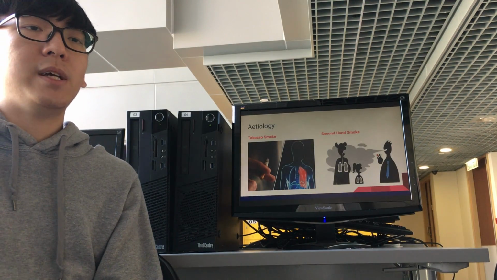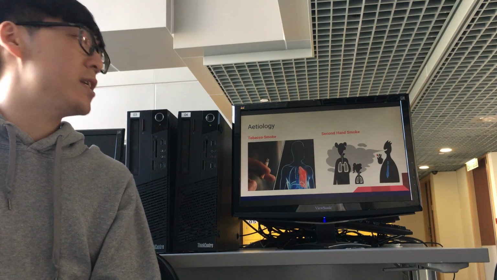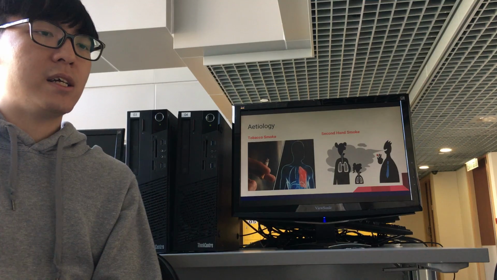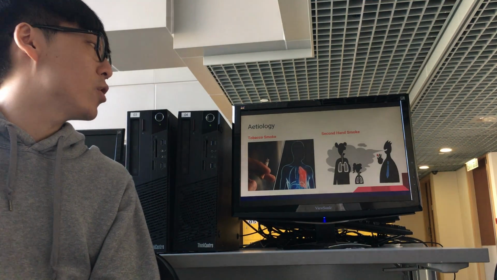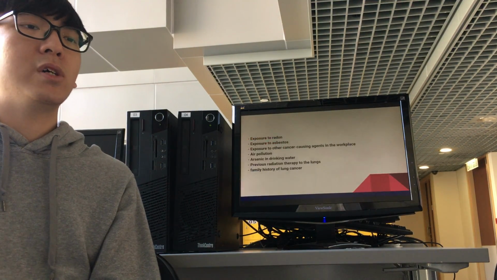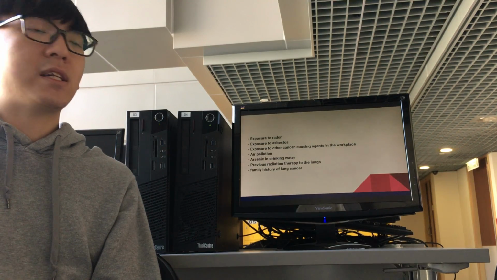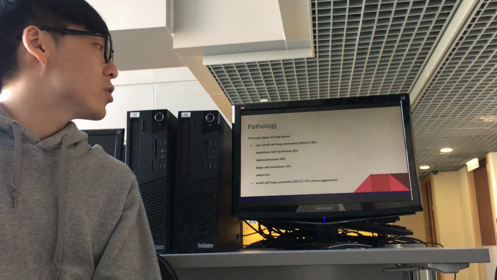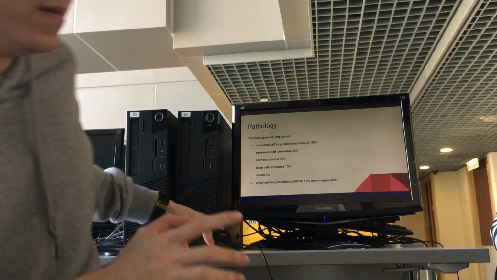So let's talk about some etiology of this lung cancer. The major risk factor of developing this cancer is tobacco smoke and secondhand smoke. Some other risk factors are exposure to radon and air pollution. So, the pathology.